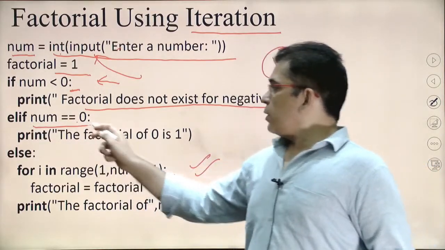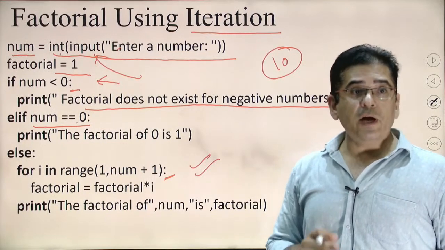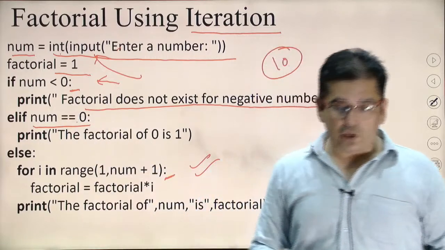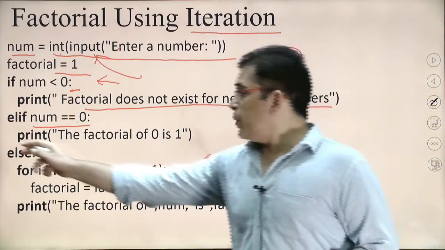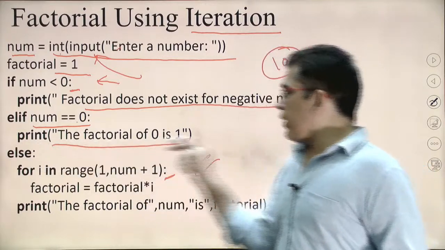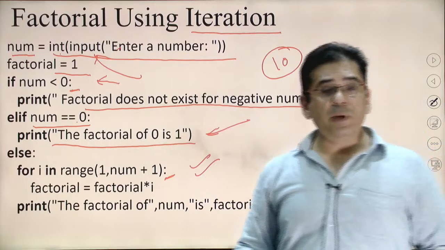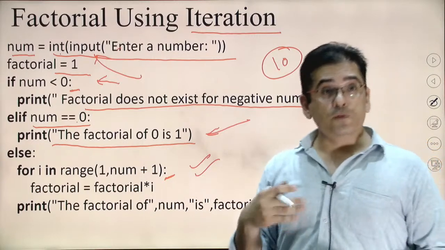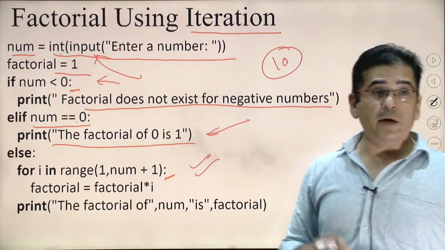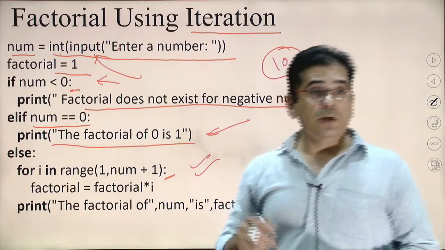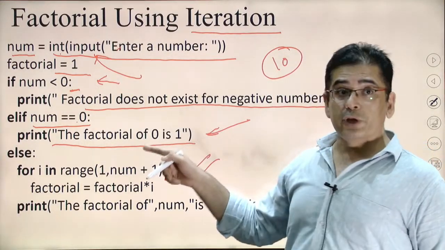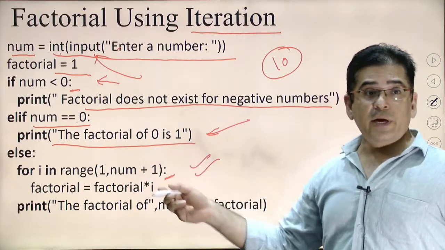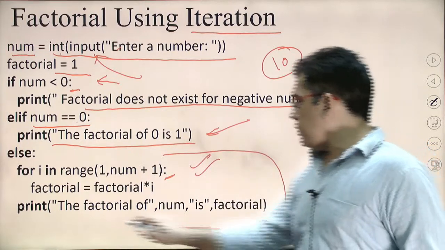So this elif condition tells us that if the entered number is equal to 0, which means I want to calculate the factorial of the number 0, then I have to print one more message, that the factorial of 0 is 1. You need to remember that the factorial of 0 is 1. So we cannot calculate the factorial of 0 as such, because it is a standard value that the factorial of 0 is 1. Similarly, if I enter a third option, where no negative number and no 0 is entered, but a positive value is entered, then this for loop code will be executed.